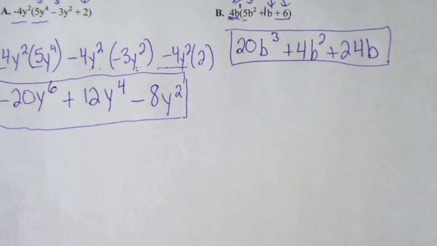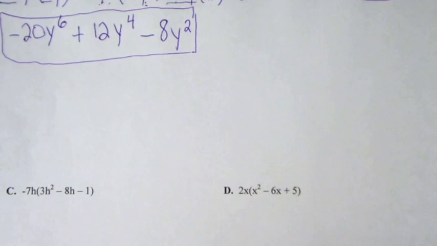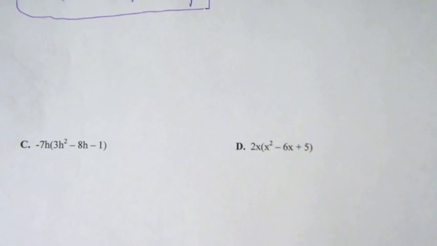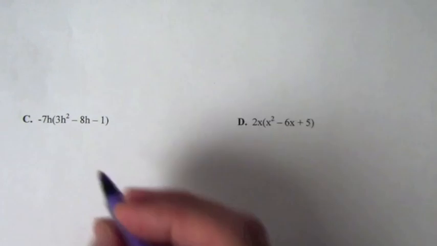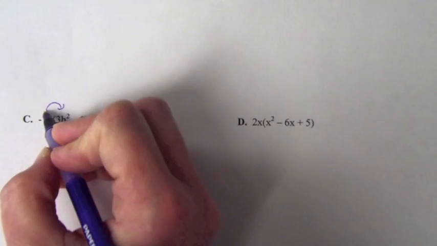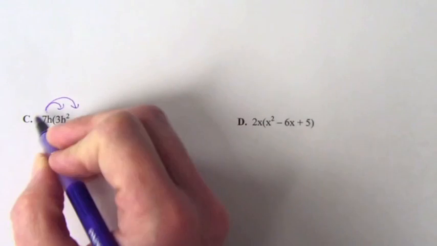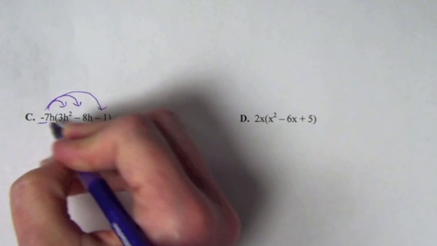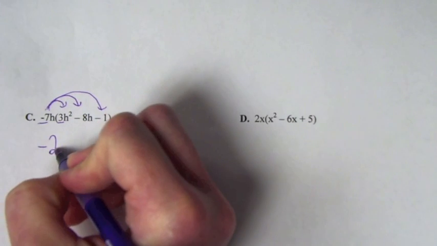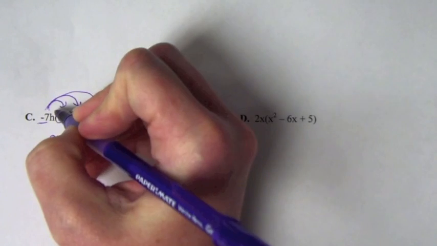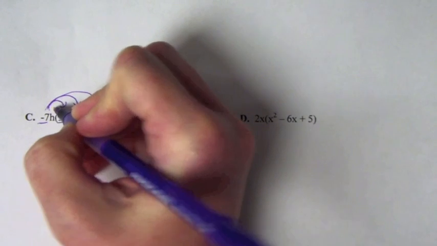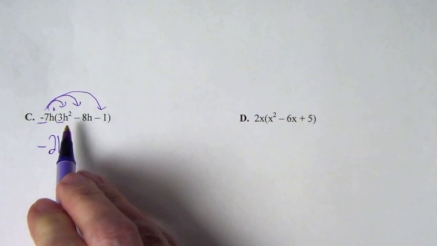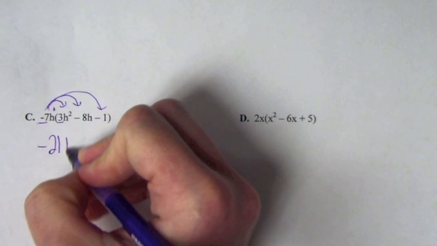Okay, now let's go ahead and look at example C. Example C, we're going to be multiplying negative 7h times 3h squared times negative h and times negative 1. So we take negative 7h times negative 3h squared first. Negative 7 times 3, that gives us negative 21. Remember, this h has an exponent of 1, and if we multiply h to the 1 power times h squared, we get h to the 3rd power.